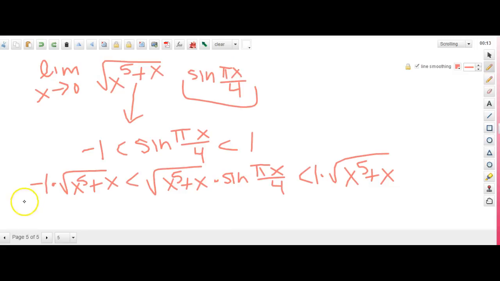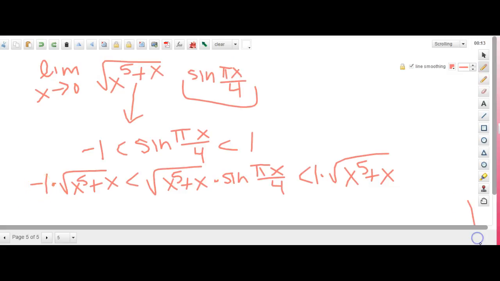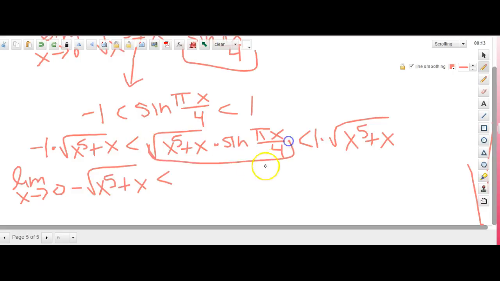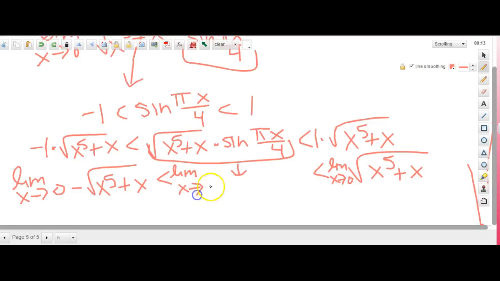Then we have to put the limit for each of these. -1 times this would just be negative square root of x to the 5th plus x. This is going to stay the same. +1 times this is just, oh, I need the limit in front though. And I guess technically the limit is now here as well, but that function's still the same.